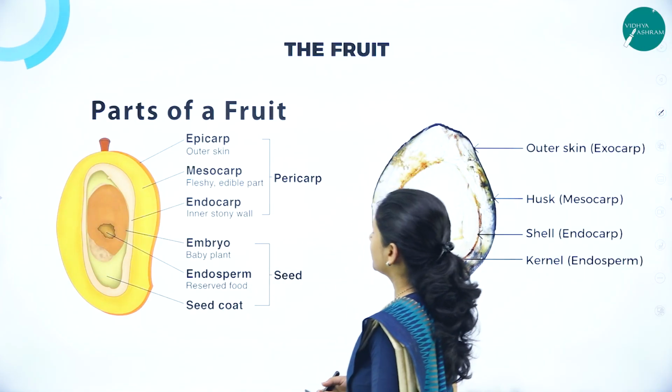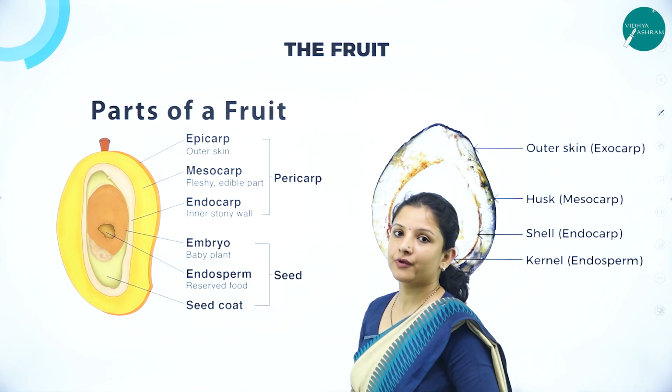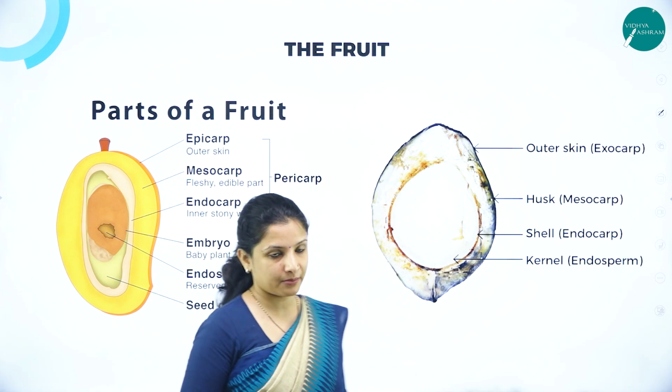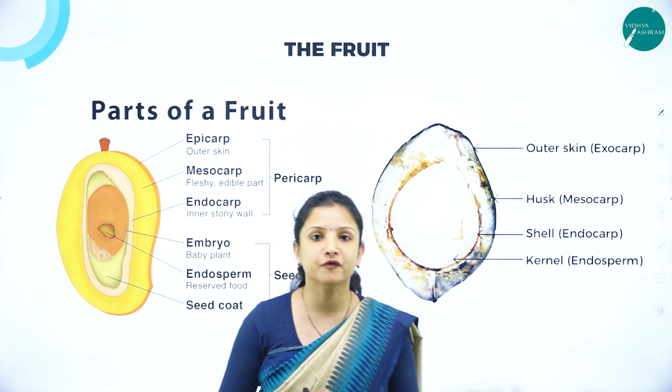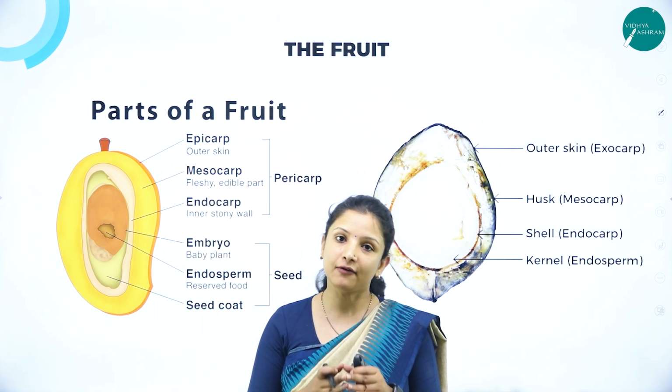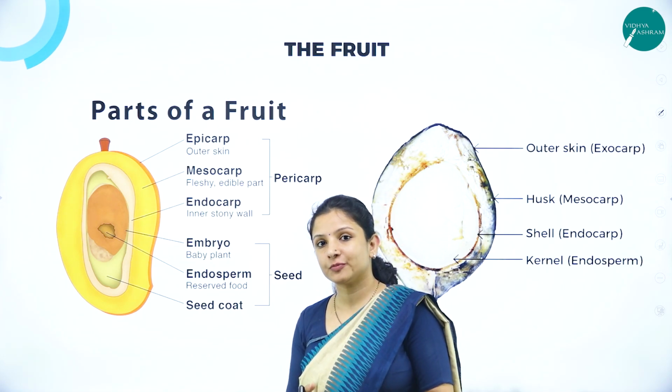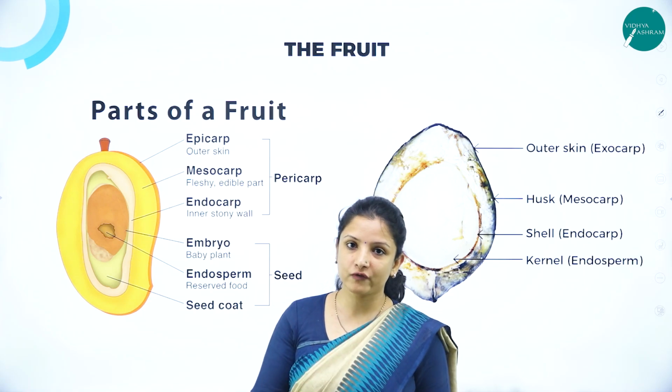So talking about the fruit. We all know that the fruit is formed from the ovary. So always remember this, fruit is formed from the ovary and the seeds are formed from the ovules after the fertilization. And where is the ovules present? It is present inside the ovary itself.